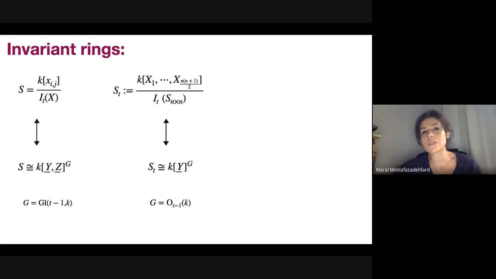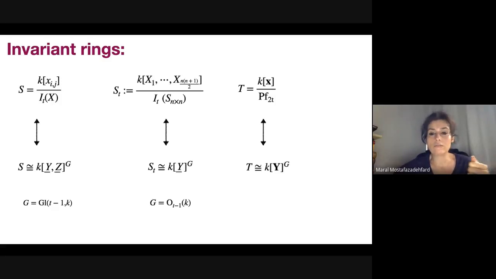And by Boutot's theorem, we know that all of them have rational singularities. We can go further and think about skew-symmetric matrices and Pfaffians of even order 2t. Again, they are also invariant rings of polynomial rings acted on by the symplectic groups, 2t minus 2. All of them are reductive groups.